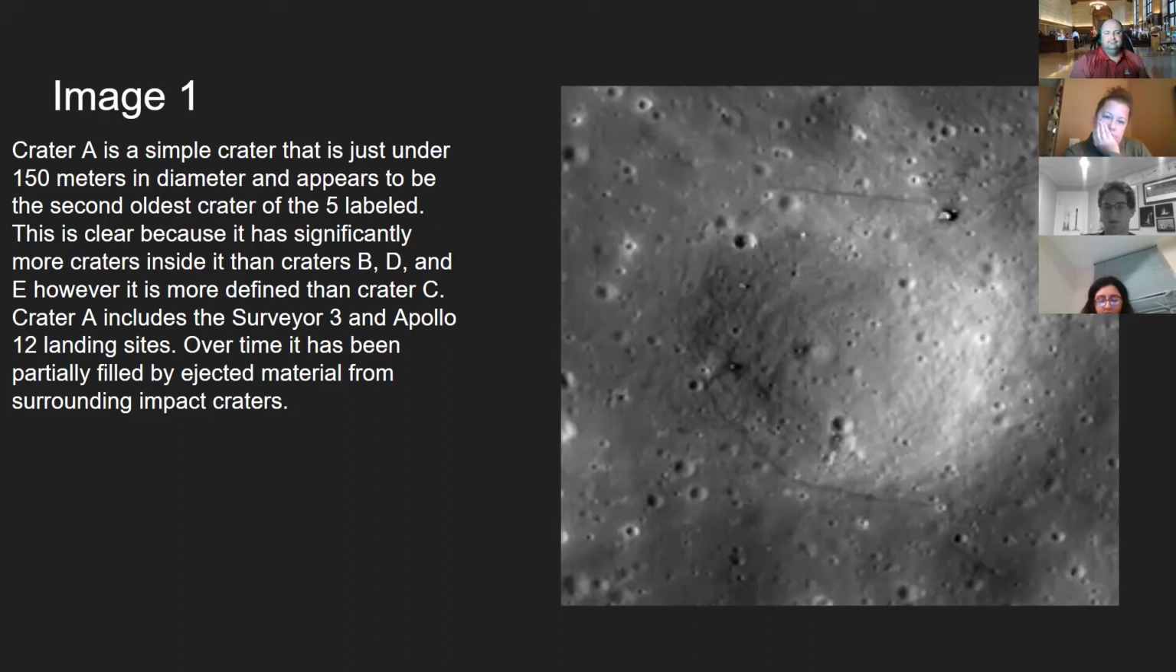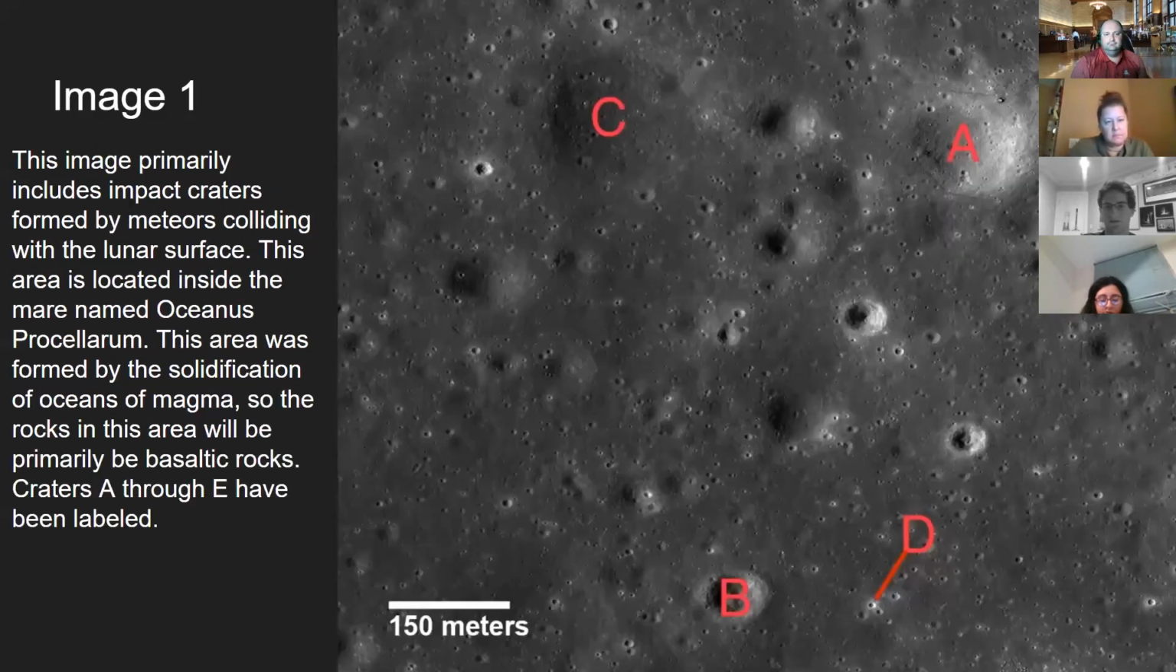This one I found to be the second oldest of the 5 craters that I labeled. I found that because it's clearly not as old as crater C, but it's more defined than all the others that I labeled.